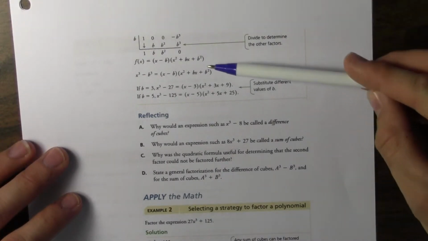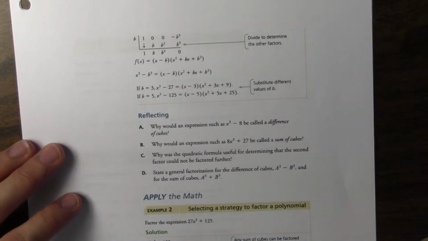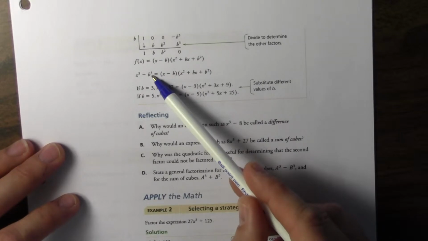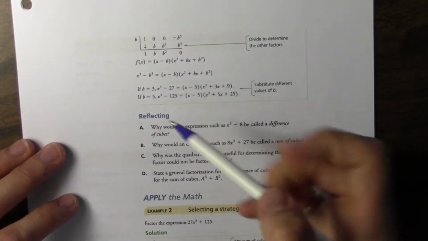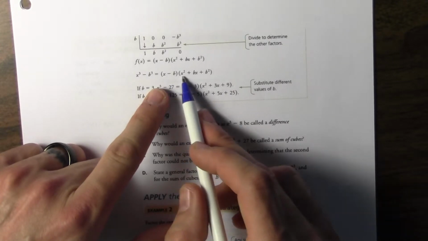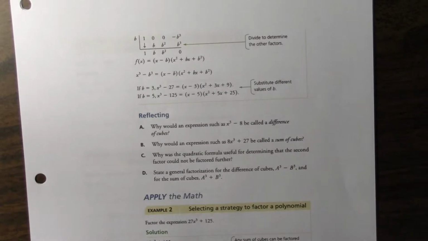We're left with x squared plus bx plus b squared. And this is where we're getting close to the equation now, finally. So x cubed minus b cubed is equal to x minus b, because we know that has to be a factor, and then we're left with x squared plus bx plus b squared. So that's it. That's our nifty formula. So that's going to help us factor everything.